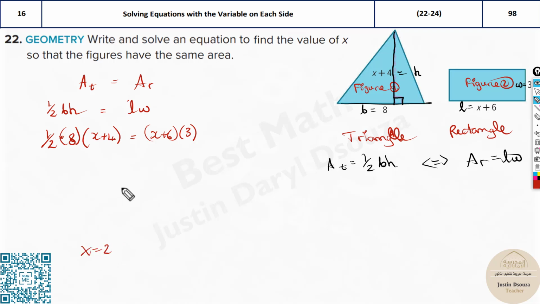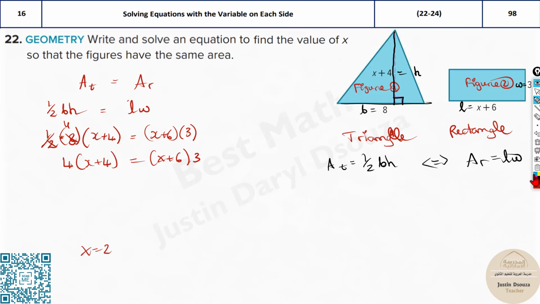But since it's your writing exam, at least do 2 steps before you get the answer. At least one more step after this is enough, and then the answer is fine because you can use calculators. But I'll do all the detailed steps. Now, half and 8 will be 4 here. So you have 4 multiplied by x plus 4, that is equal to x plus 6 multiplied by 3.